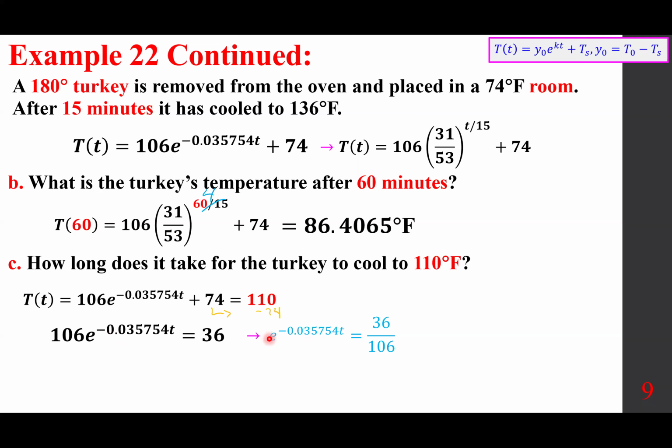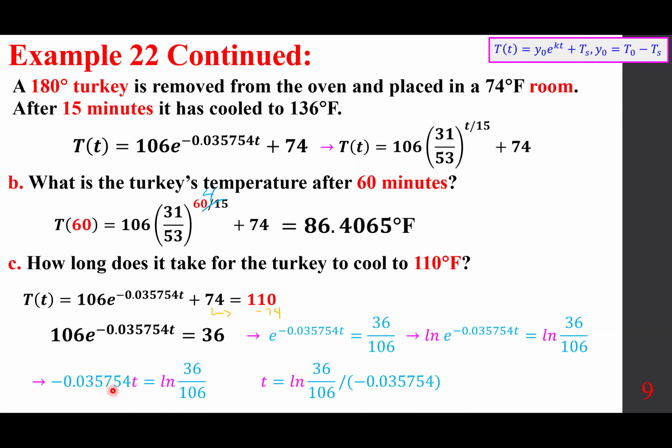And since the base is e, you're going to take a natural log of both sides. The left side, they cancel each other. You just get the exponent, and you have this one. And t is the right side divided by the coefficient of t, which is negative 0.0357554. You really have to carry a lot of decimals for intermediate steps. It is at the end that you may do the rounding, so about 30.2, about 30 minutes, okay? But in between, you want to carry out a lot of decimals to be on the safe side.